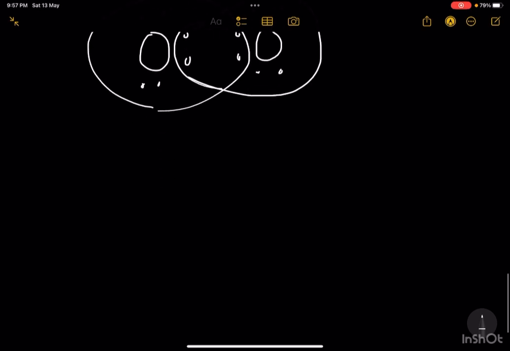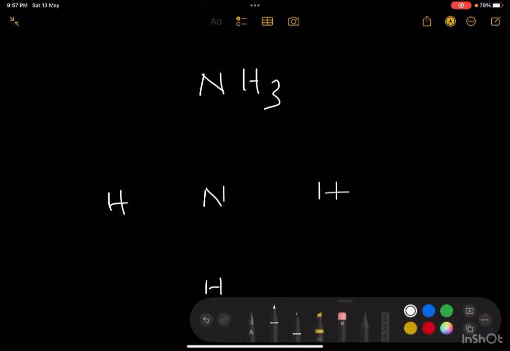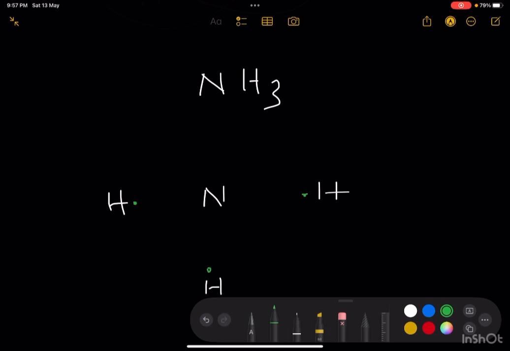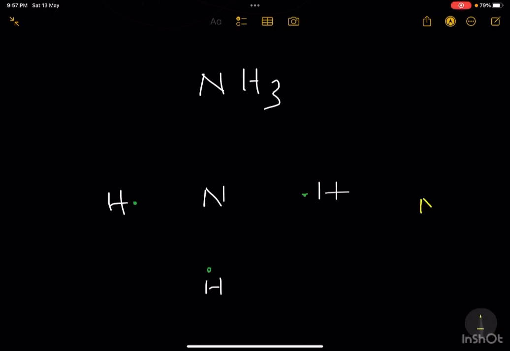Now you take another molecule, NH3. You see, N is present in the middle. 3 H atoms are retained on 3 different sides. You know, the atomic number of hydrogen is 1, so it has 1 valence electron each. And you see, all these valence electrons are pointing to the central nitrogen atom. And you know, atomic number of nitrogen is 7, and it has 5 valence electrons.